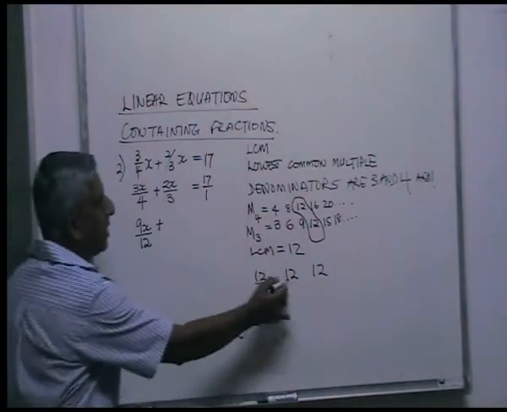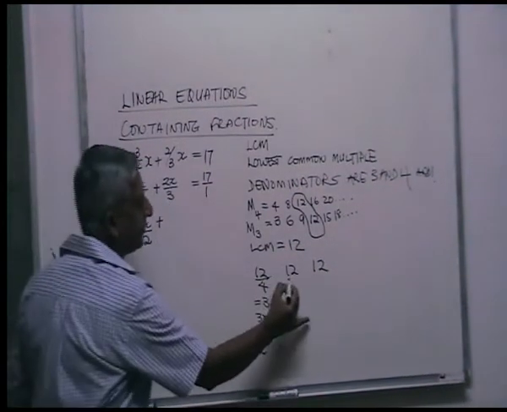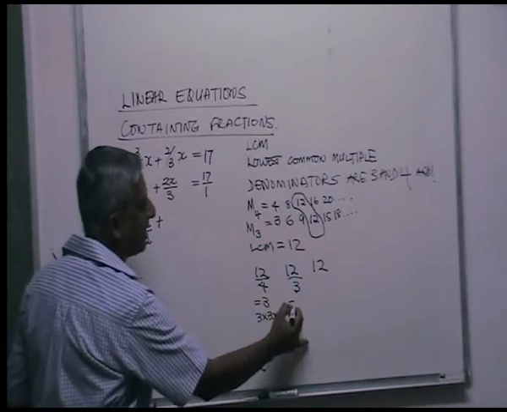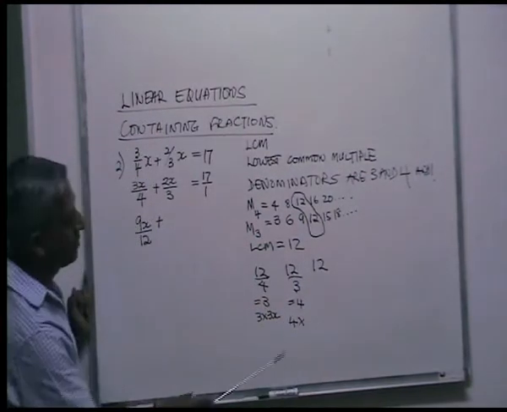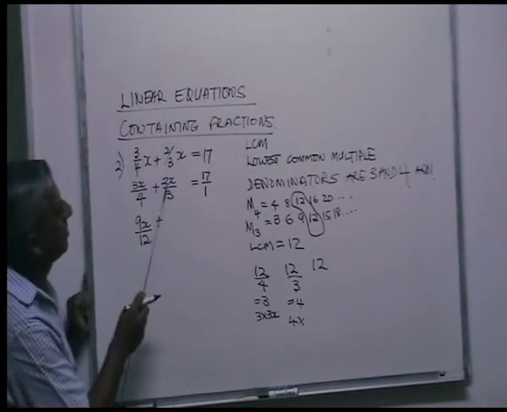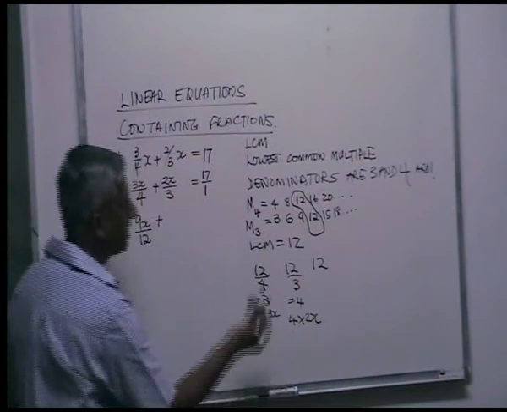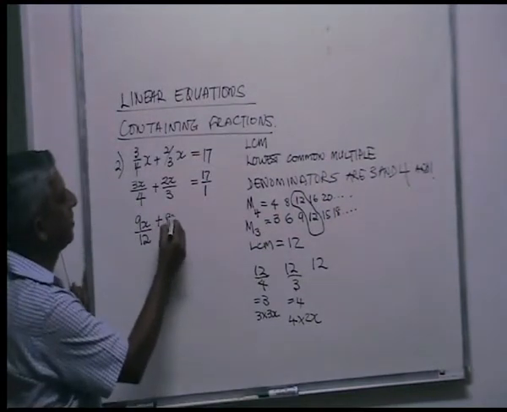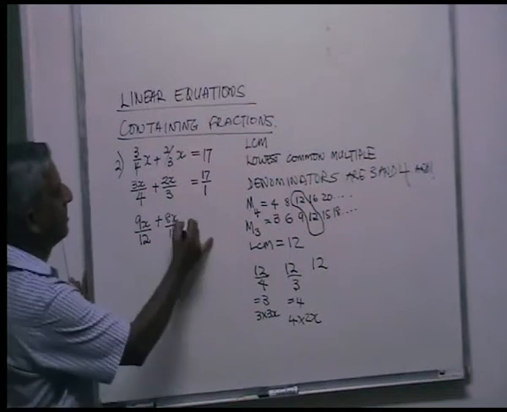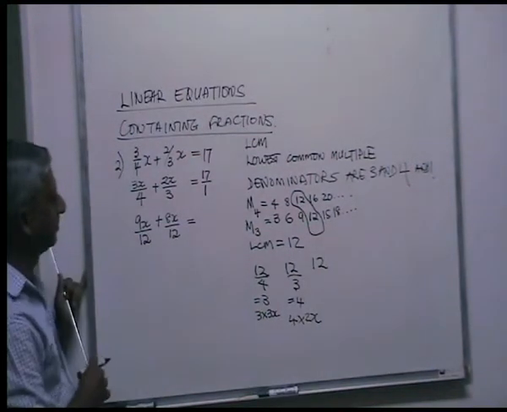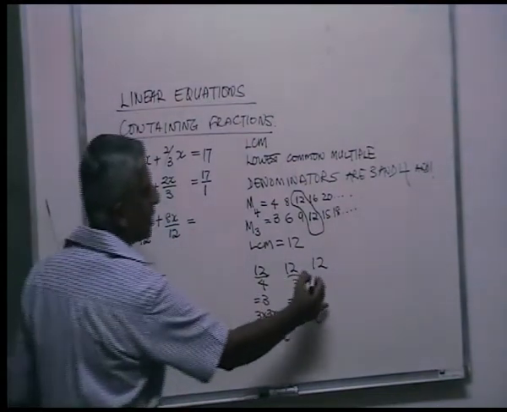Next one, you take the 12, you divide it by 3. 12 divided by 3 gives you 4. You take that 4 and you must multiply it by whatever is on top there. 4 times 2x. What's the answer? 8x. So it becomes 8x over 12 is equal to.